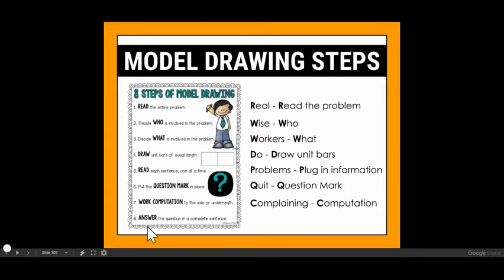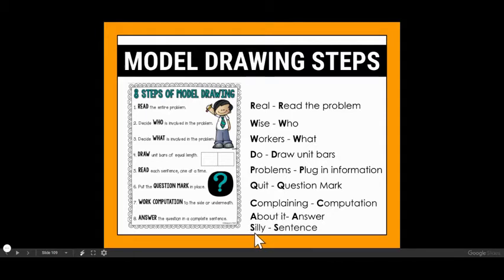And then it's the last part, which I actually put as 2 different parts. Number 8 is answer the question in a complete sentence. So I have the A for About it, which is answer. But then we added one more because we would always forget our very last step, which is a complete sentence.